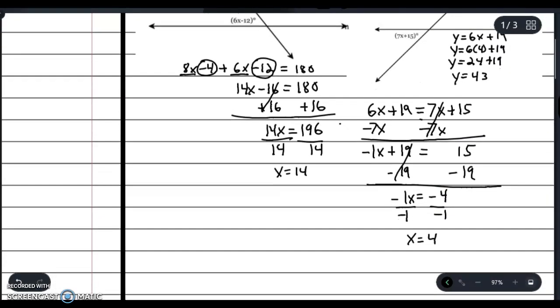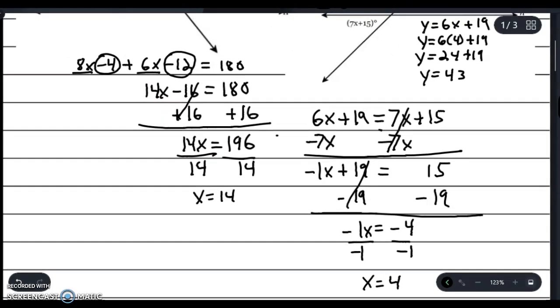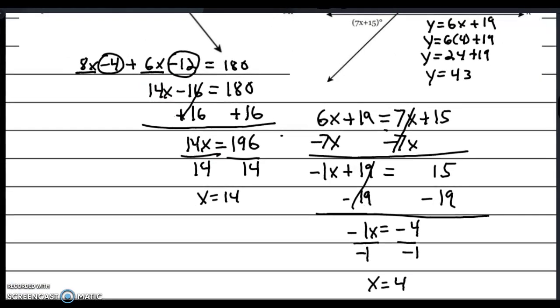All right, see if I can get all this in. I know I can get this part in right here. Show you the whole thing. And that's it. That is working some algebraic problems with transversals.